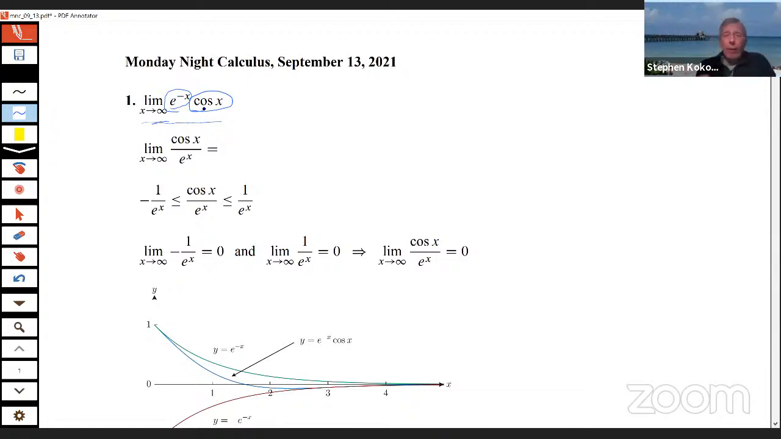So I started by rewriting this in a little bit different way. I wrote this as the limit as x goes to infinity of the cosine of x divided by e to the x. Now I feel a little bit better. I think I know a little bit more about this.